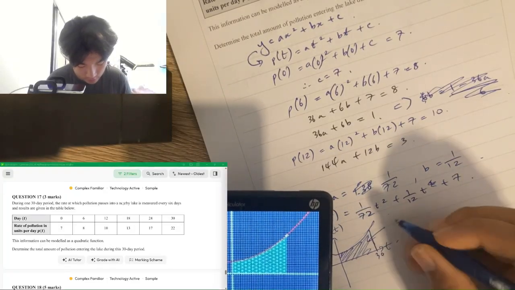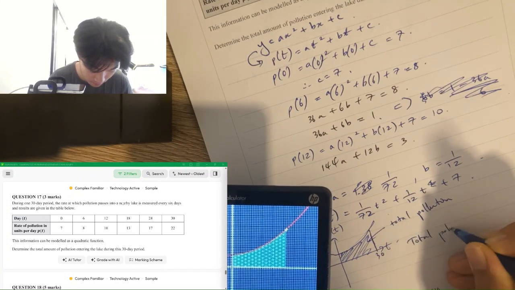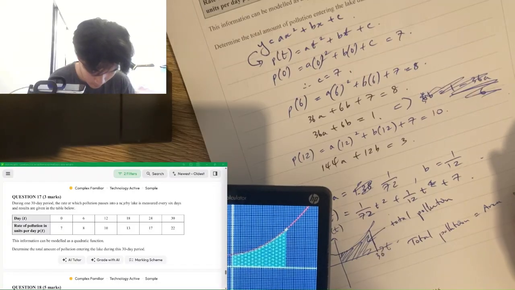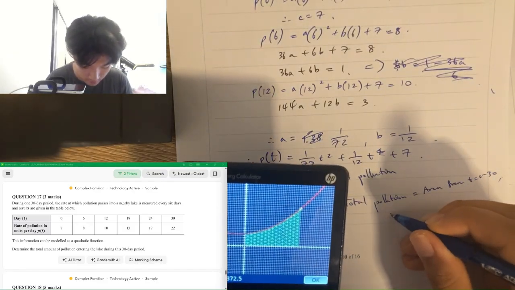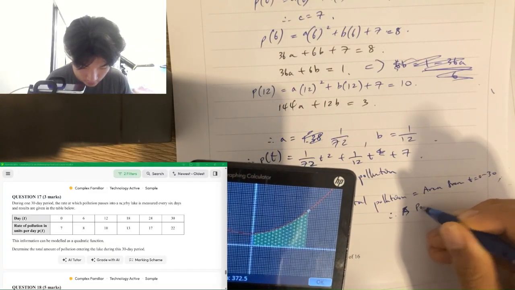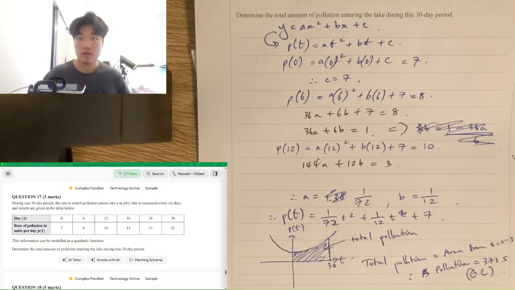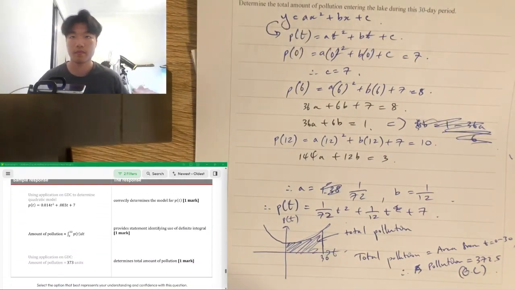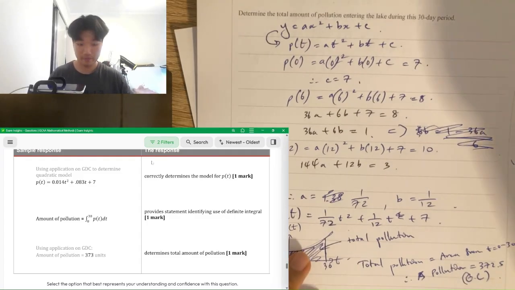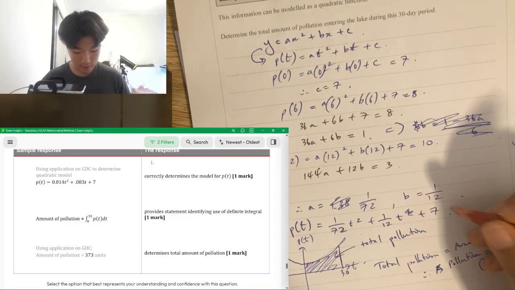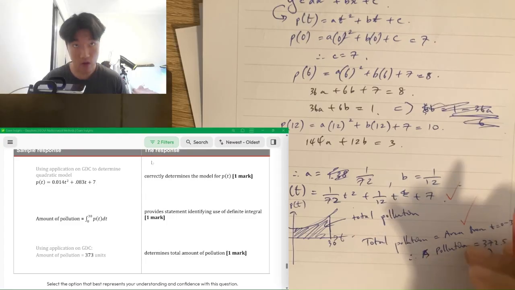This area is the total pollution. Total pollution is the area from t equals 0 to 30. Therefore, pollution equals 372.5, using the graphics calculator. Roughly determines the model. I mean, we graphically represented it basically, and we wrote it in words. Same thing.